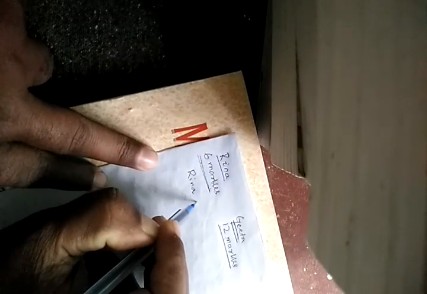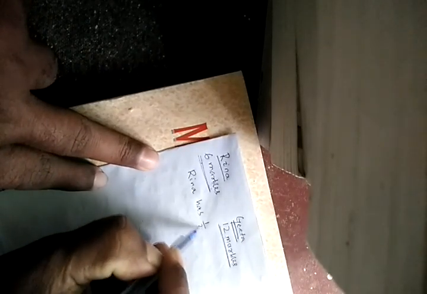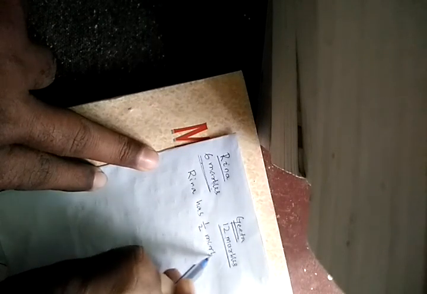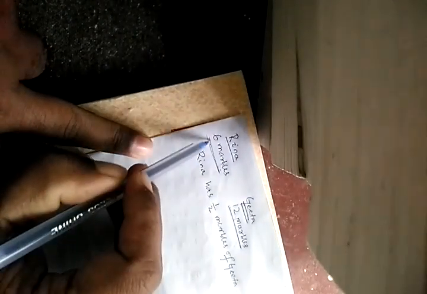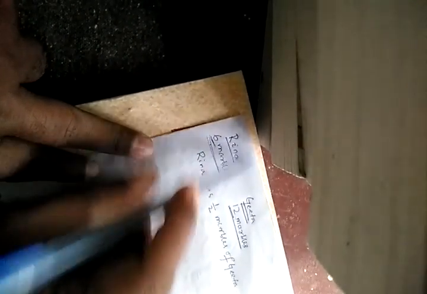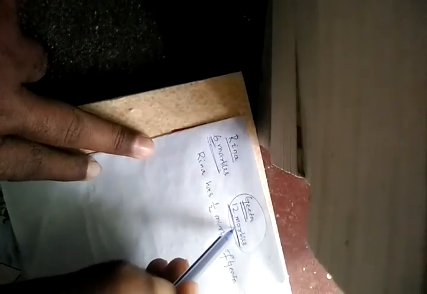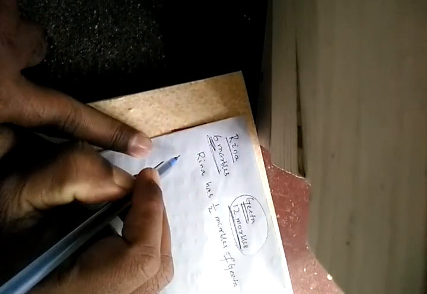Rina has half the marbles of Geeta. Do you understand? You see, this is 6 and this is 12. And you can say that Rina has half the marbles of Geeta. How many marbles does Geeta have? It's half of what Rina has. That is the first way.